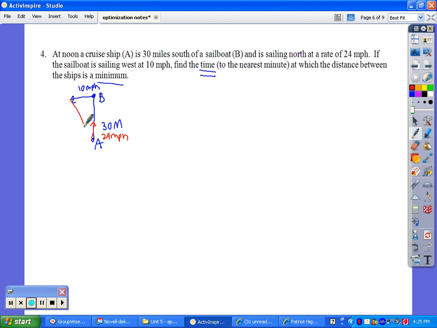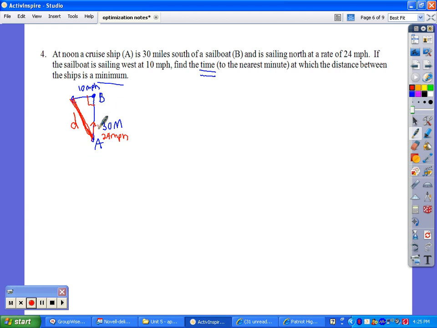So if it's moving this way and that's moving up, the distance between the two ships is going to be this distance. Okay, so that's our D that we're trying to minimize. And we want to find the time. So if we look at this, we created a right triangle. And so we'll use Pythagorean theorem in order to relate it.